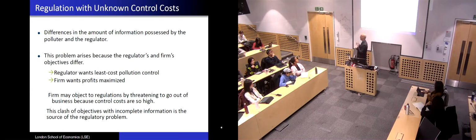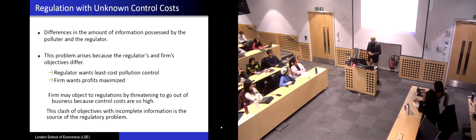And this threat might be credible, or probably is credible, not necessarily true, but credible, because, again, the regulator doesn't necessarily know what is the true abatement cost for the firm. Okay, so that might be real, actually. And as you can think about the political ramification, that might be a serious issue. All right? So again, the issue here is the clash of objectives with incomplete information together. This is really the source of the regulatory problem that we are dealing with here.